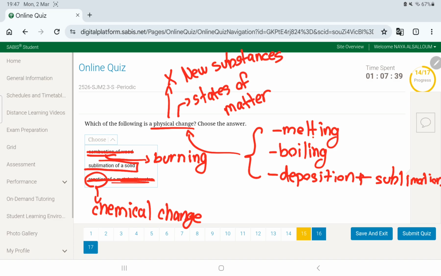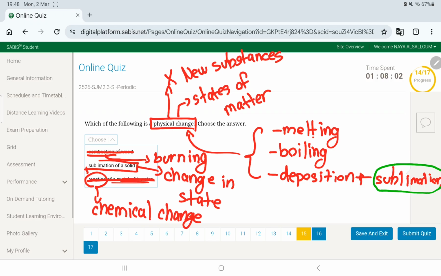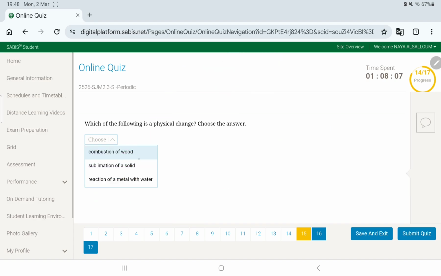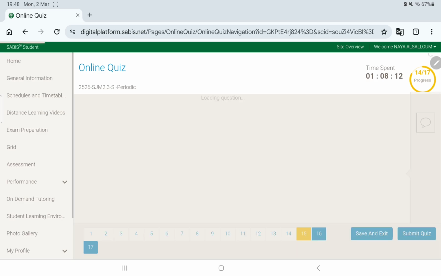Sublimation, it's a change in state, right? Change in state. And what are changes in states? Oh, here, state. These are physical changes. So a physical change is a change in state. And look here, I also wrote it, sublimation. Okay? So sublimation of a solid, which is a change of state, is the physical change. Okay? Guys, please don't get confused. Like, don't say sublimation forms a new material.